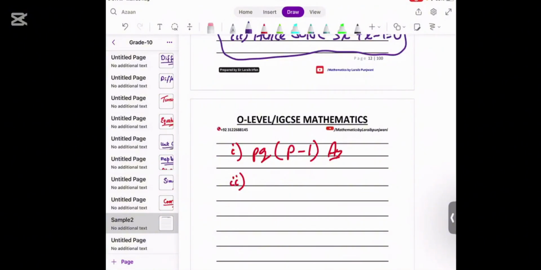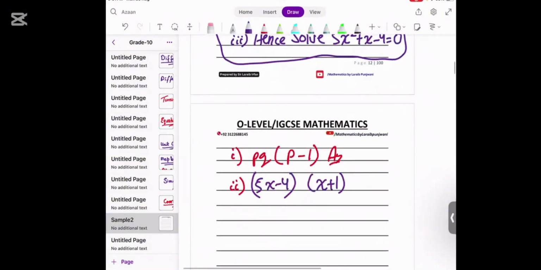5x minus 4, x plus 1. This is what you get. x plus 1 and 5x. 5x squared plus 5x minus 4x. Okay, that's correct.